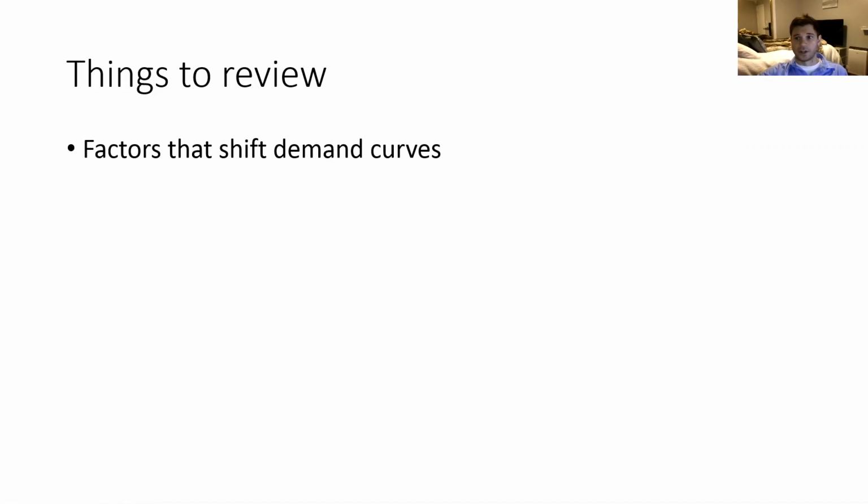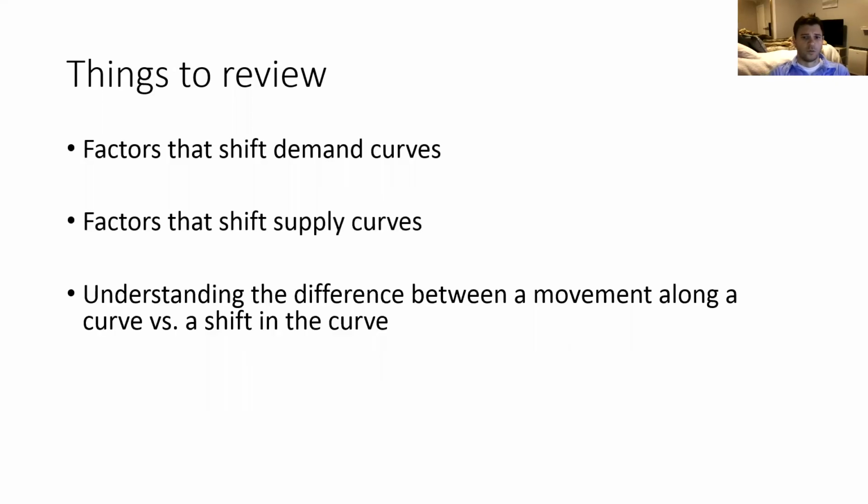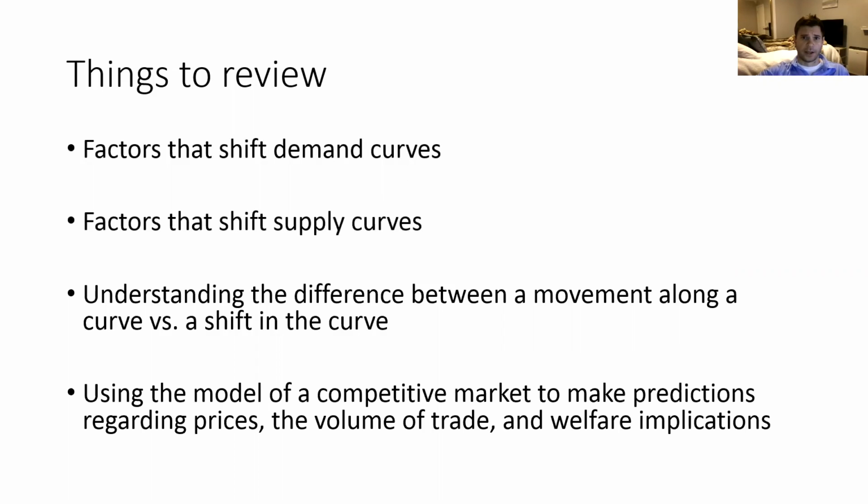Then we're going to jump to the other side of the economy, have a similar discussion, but in the context of supply curve shifters. We'll then discuss the difference between a movement along a curve versus a shift in the curve. There's a little bit of semantic complications caused by how economists describe these two things, so I want to be clear about that. And we will conclude by summarizing the three-step approach in the context of a few examples that allow us to utilize the competitive market framework to make predictions regarding prices, the volume of trade, and surplus.